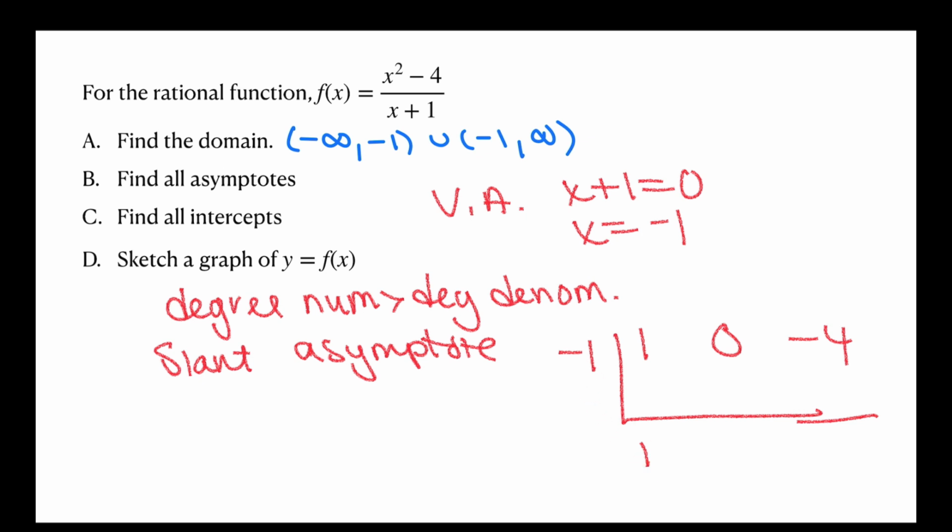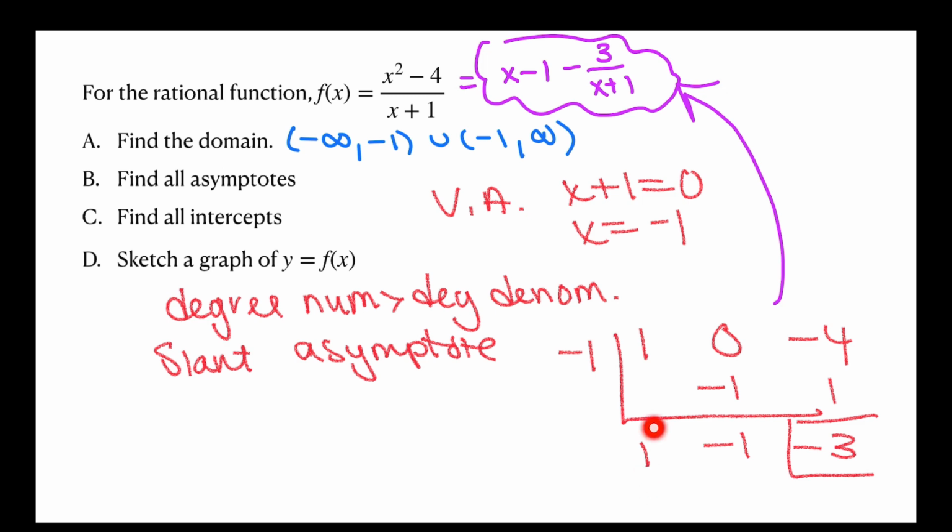1 times negative 1 is negative 1. We add, I get negative 1. Negative 1 times negative 1 is positive 1. I add, I get negative 3. That negative 3 is going to be my remainder.